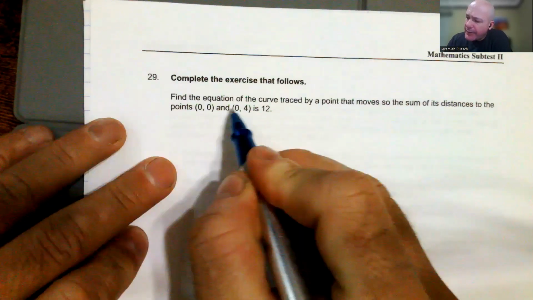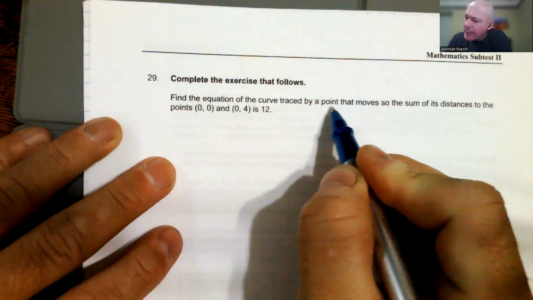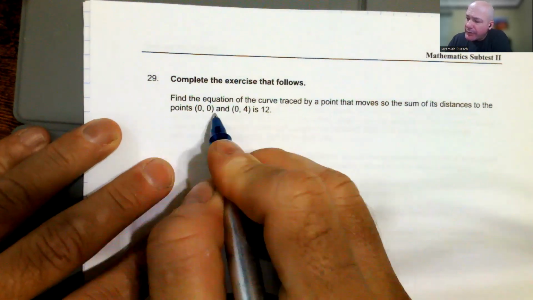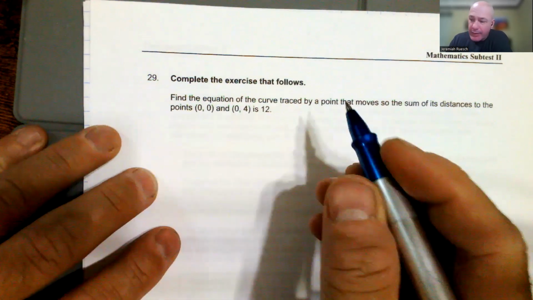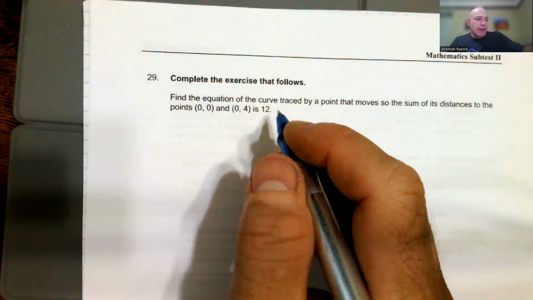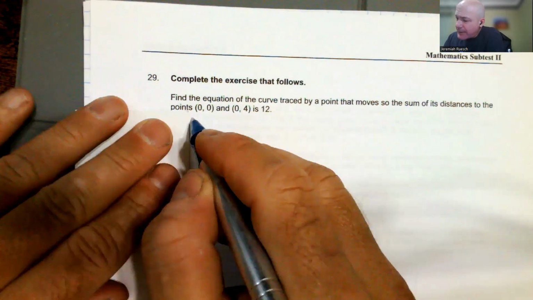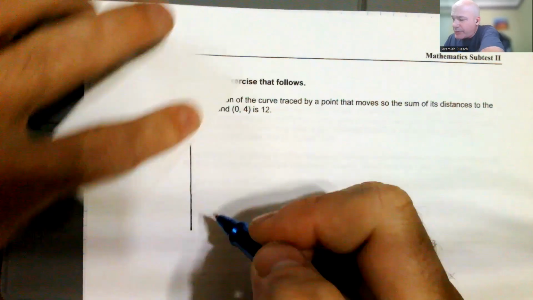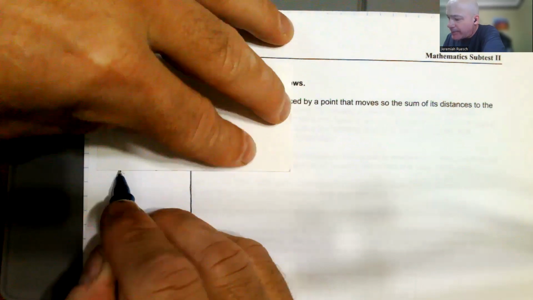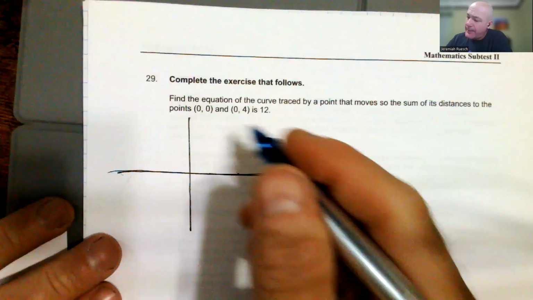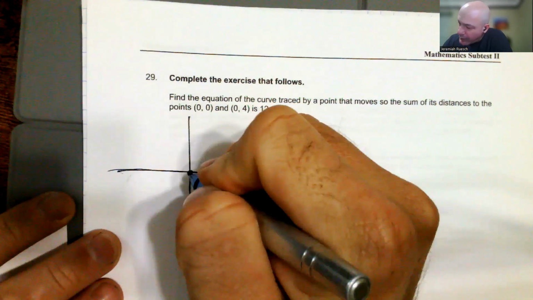In this problem, we want to find the equation that's traced out by a point that moves such that the sum of the distances to the points (0, 0) and (0, 4) is equal to 12. So I'm going to go ahead and get a picture of this going, because I tend to understand things better when I have a clear picture of what's going on here. Okay. So we have our one point here at the origin.